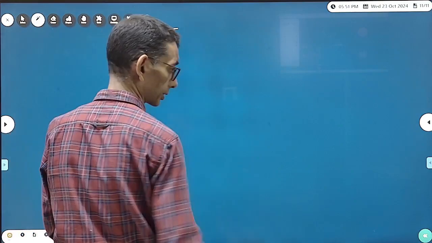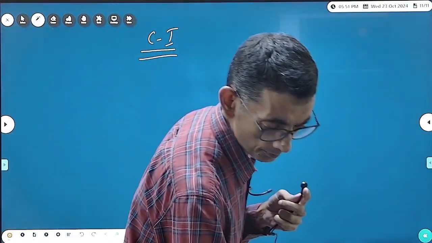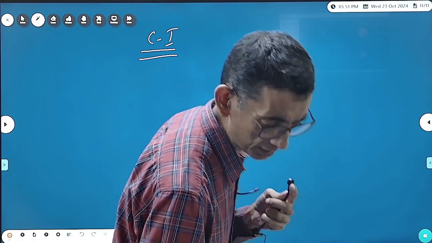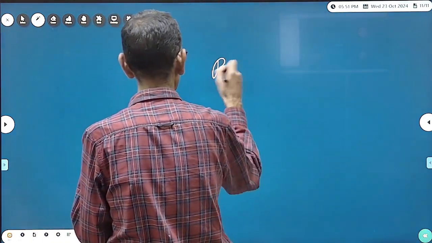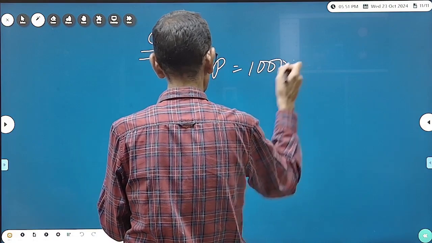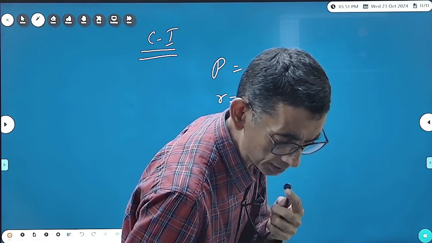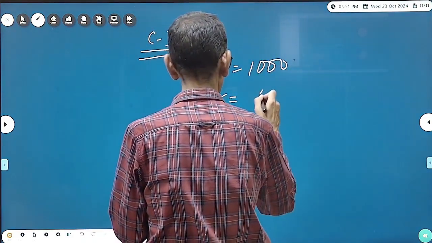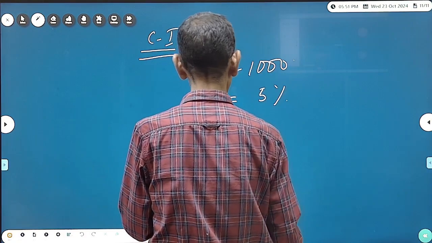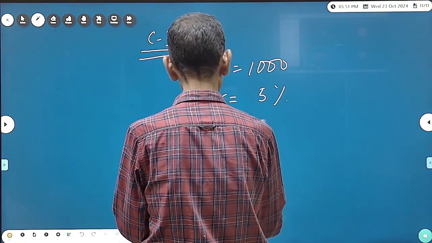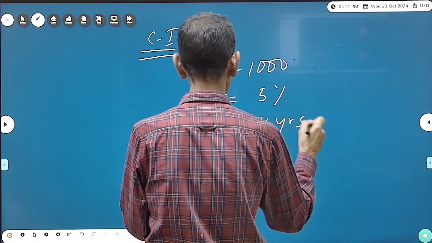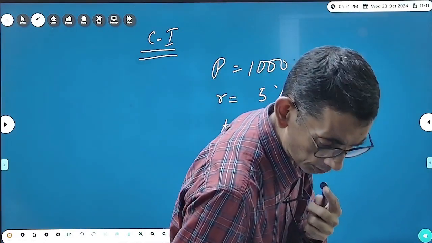Compound interest questions. Principal is 1,000, R is equal to 5%, T is equal to 4 years. So find the compound interest.